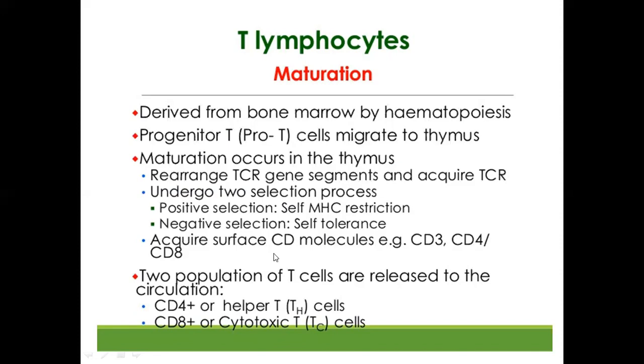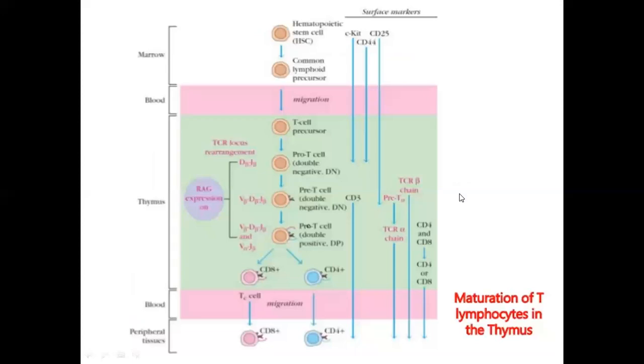Then they acquire surface CD molecules like CD3, CD4 or CD8, and two populations of T cells are released to the circulation. One is CD4, another one is CD8. CD4 is known as the TH cell, that is the helper cell, and CD8 is also known as the TC cell or cytotoxic cell. So this is how they enter from the bone marrow hematopoietic stem cells, the common lymphoid progenitor, migrate to the blood, then to the thymus, and finally mature to CD8 and CD4. This is just for understanding.